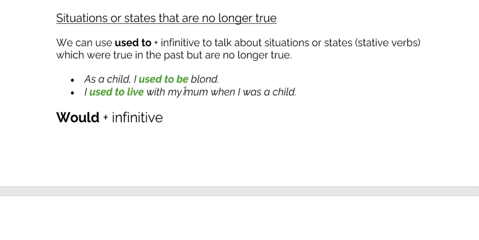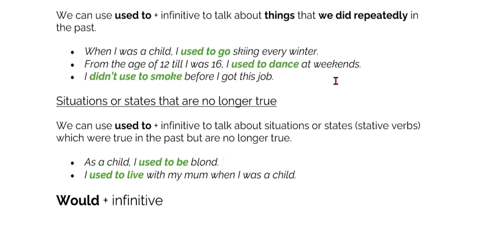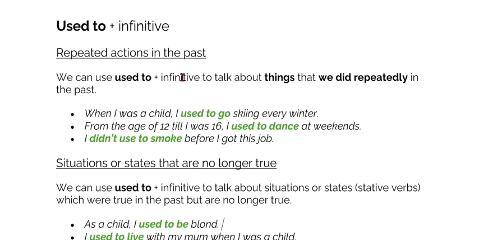So we can also use used to talk about situations or states that are no longer true. Remember, situations or states that are no longer true. Something that was true in the past, or a state that existed in the past, but now it doesn't exist anymore. We can use used to plus infinitive to talk about situations or stative verbs, of course, which were true in the past but are no longer true. So we can also use used to with stative verbs. Let me make it more simple: we can use used to with both action verbs and state verbs.